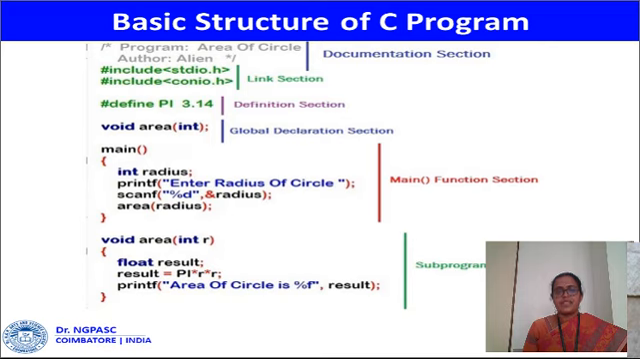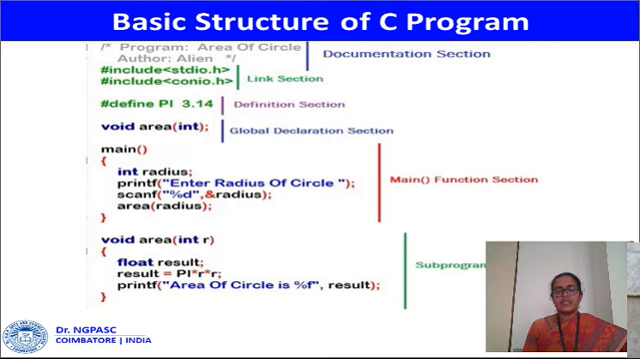In this link section, you have included the header file that is required for that program. We have included the standard input output header file and the constant input output header file, which is needed for almost all C programs. And then in the definition section, we have defined a constant called pi which holds the value 3.14.